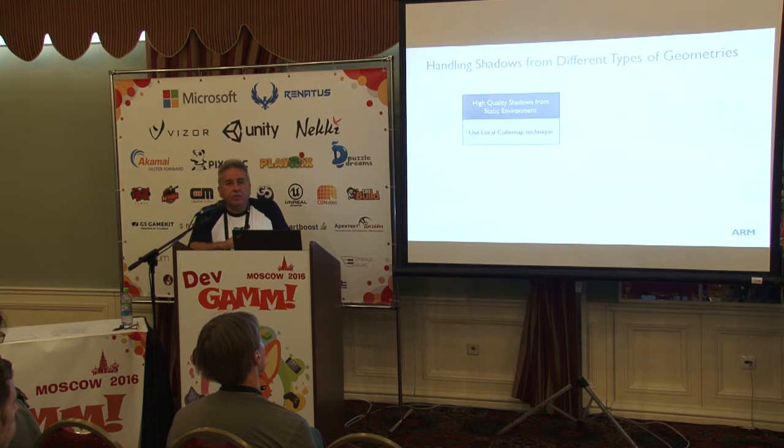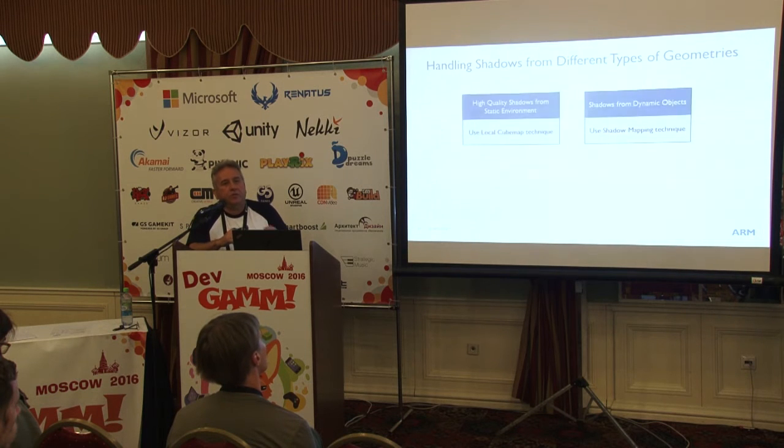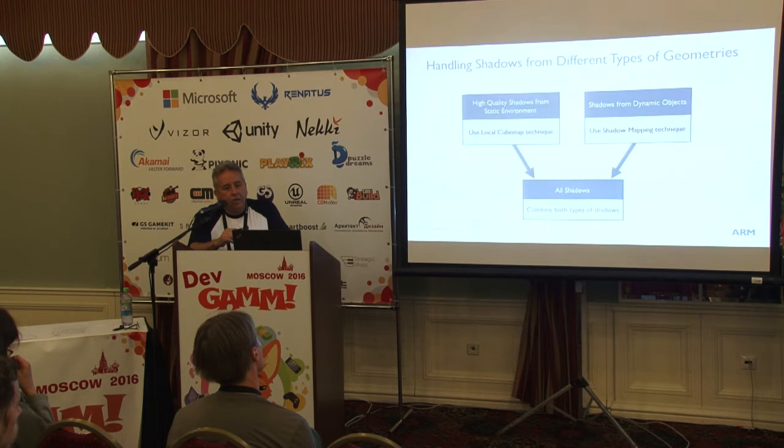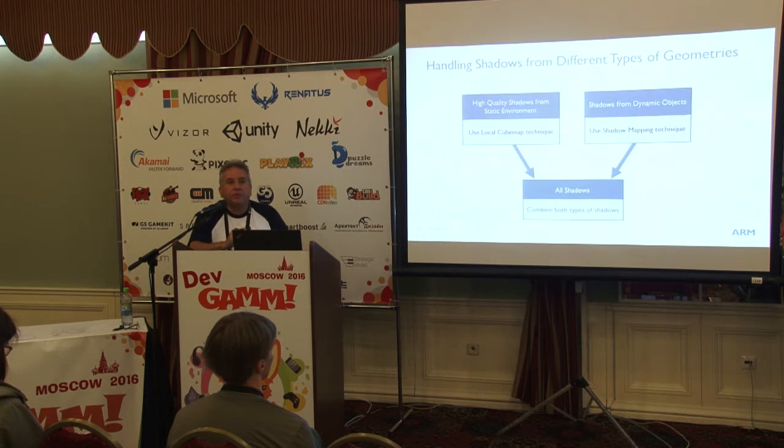So in this case, as we did in the demo, we render in our shader the shadows from the static geometry, the geometry that doesn't change in time in our scene, and we render the shadows from dynamic geometry using other standard shadow rendering techniques, for example, shadow mapping. And then in our shader, we combine both types of shadows in a single shadow picture.